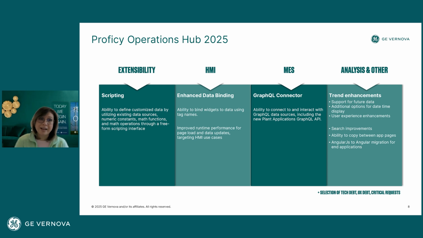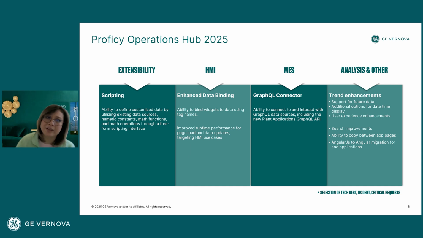Next, you'll see here that we have a new connector in Operations Hub. This is the GraphQL connector, and this is the ability to connect with these GraphQL sources. The main one of these that you'll probably be interested in is for plant applications, which is another Proficy product, they are now supporting a GraphQL API. And so in anticipation of this, Operations Hub has a connector that will provide you access to those APIs.